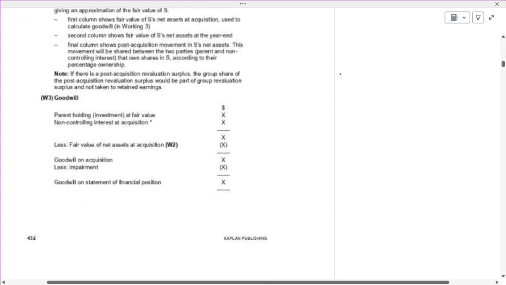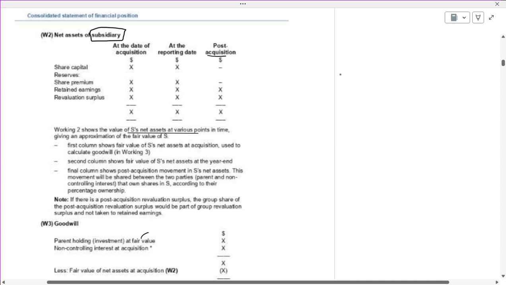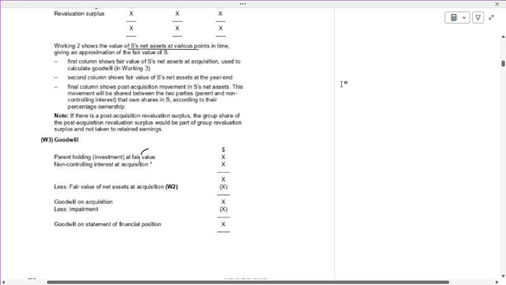Third one is what? We will calculate goodwill. See the thing, steps are very clear. We are not going to change any steps. Follow the steps. It is a piece of cake. Very simple. Parent, what is the investment at fair value? Fair value is the market value. NCI, where are we taking the NCI from? From step 2.